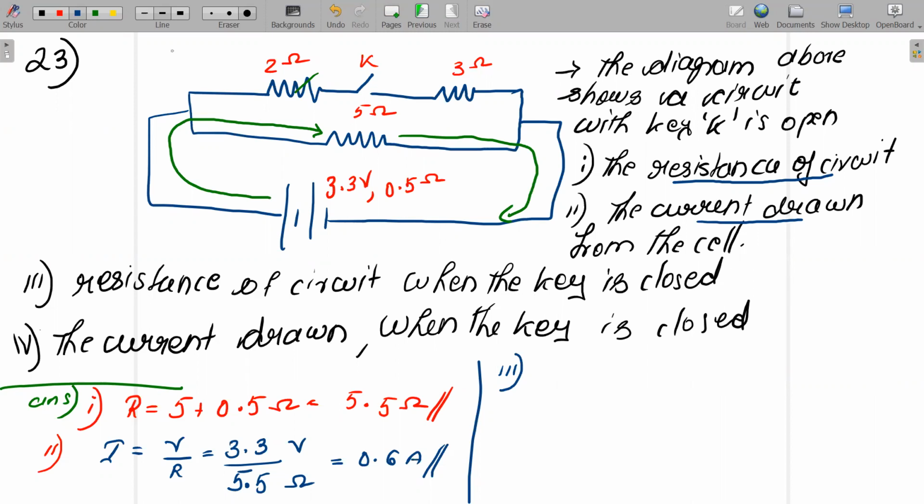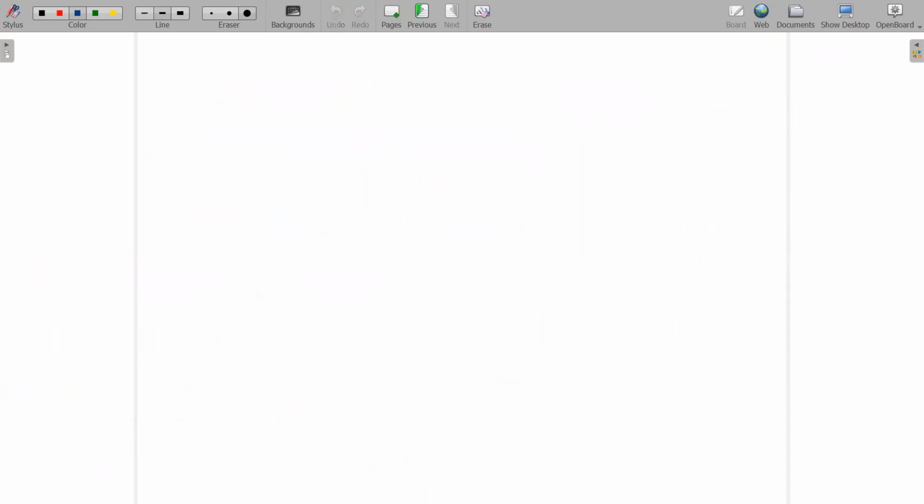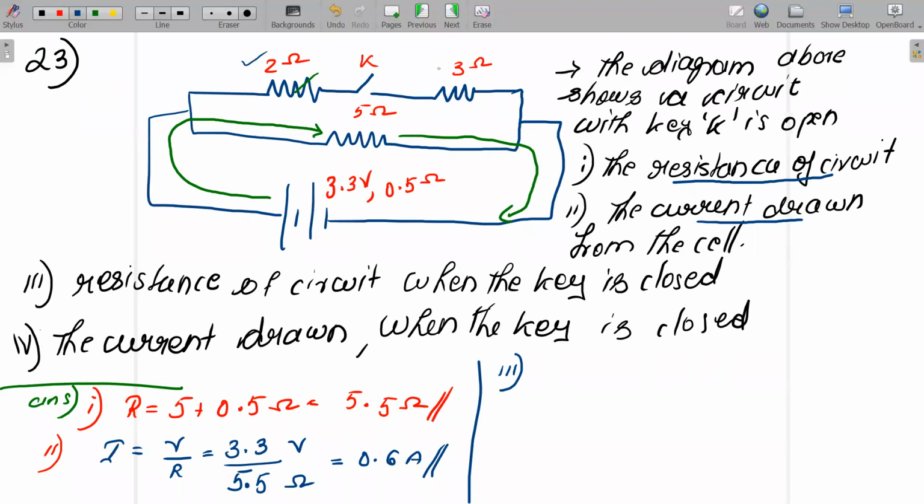Now, third one. What is the third one, children? Resistance of the circuit when the key is closed. What are you guys doing? You should find this: these resistances are in series and this is parallel to that. Am I right? Children, listen carefully.